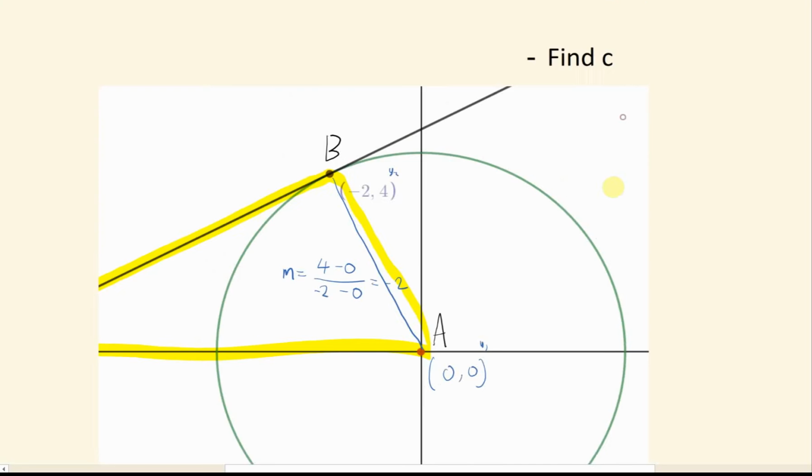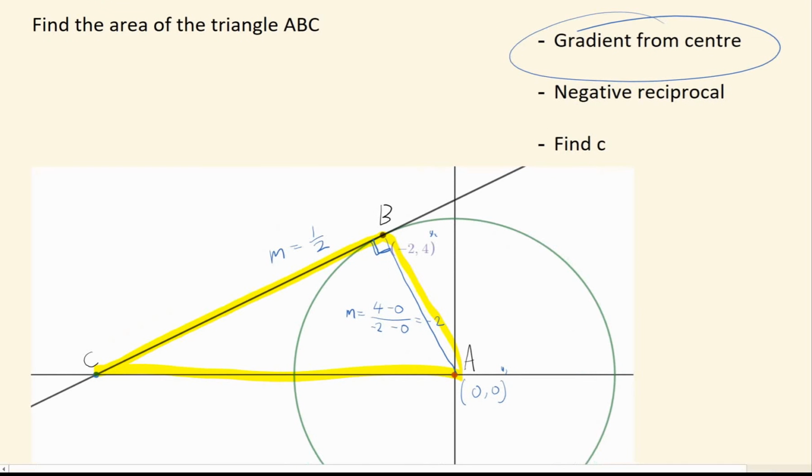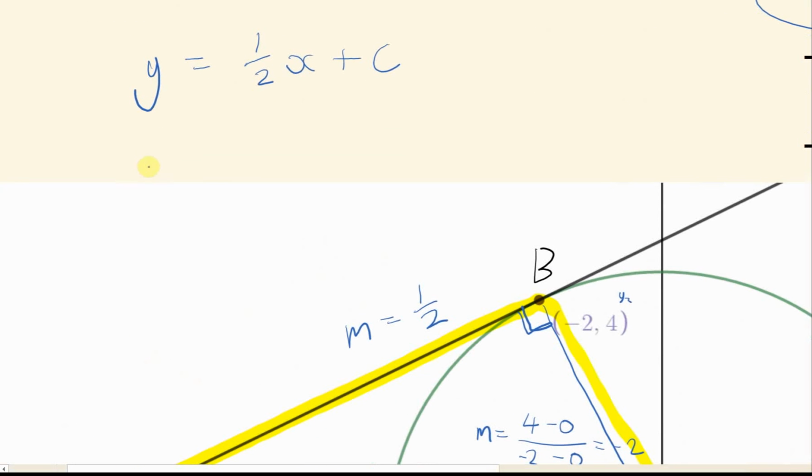Okay, so that's the first thing I do. I find the gradient from the centre. Now remember, this is always a right angle, so we can now use that to find the gradient of this tangent line by taking the negative reciprocal. So the negative reciprocal of minus 2 is going to be plus a half. Now we need to find c in terms of y equals mx plus c. So y equals a half x plus c, and we know it has to go through this coordinate, minus 2, 4. So let's plug that in. So 4 is a half times minus 2 plus c, and solving that we're going to get c equals 5.